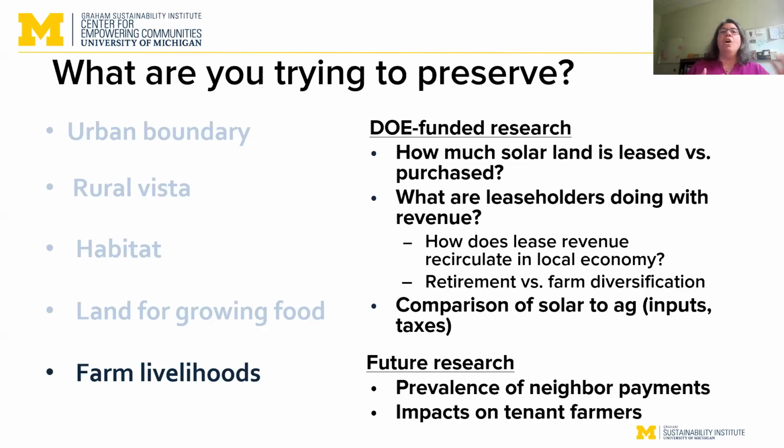Also trying to compare solar revenue to the ag industry, and how that is circulating or not in the local economy. One of the things that the research side has not fully teased apart and that we're working on right now is trying to understand the impacts that large solar developments have on tenant farmers. And so we're happy to talk more about that too.